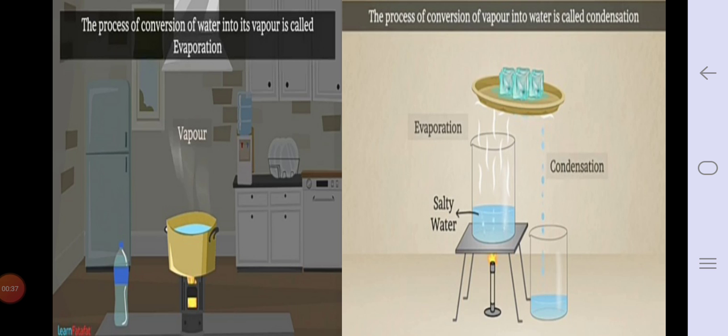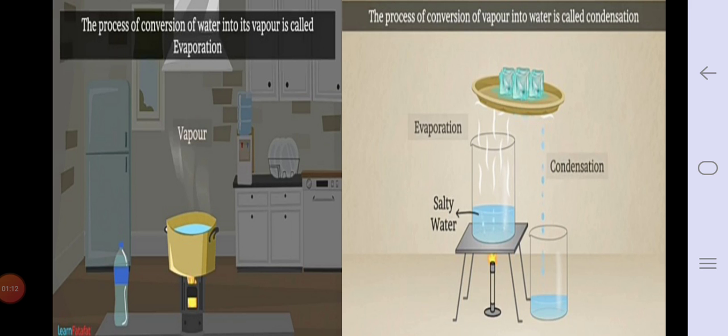Now see the slides shown on this PPT. In the first slide, you can observe water is kept for boiling. When water boils, vapors are formed. You have seen, or you can do this at home to observe how vapors are formed. The process of conversion of water into its vapor is called evaporation. So evaporation is nothing but when we keep boiling water, we get vapors.